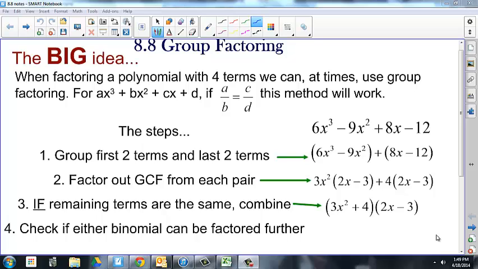Algebra 1 students, welcome to your 8.8 notes. That's right, we feel good. Why? Because this is Algebra 1, and this is group factoring.